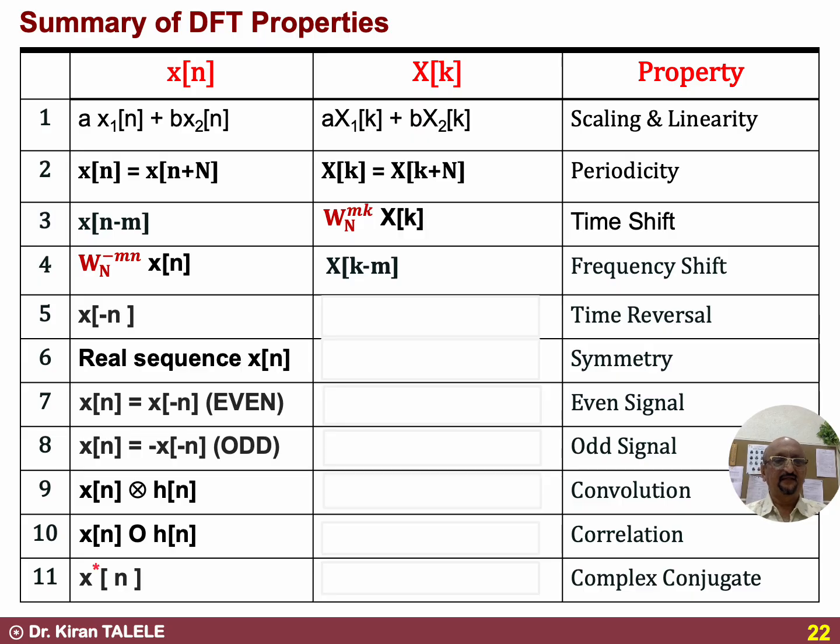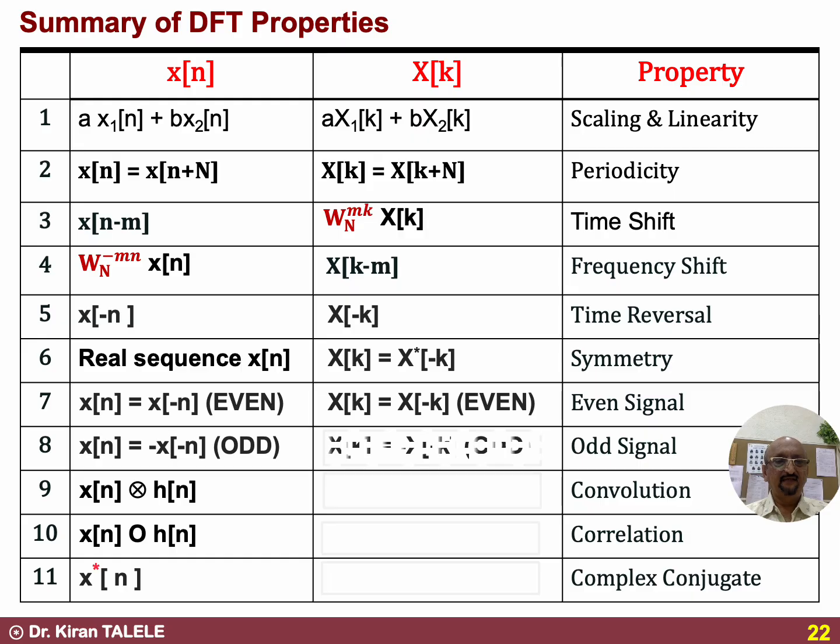Time reversal property. DFT of x of minus n is X of minus k. If x of n is a real valued sequence, then X of k equals X star of minus k. If x of n is even, then X of k is also even. If x of n is odd, then X of k is also odd. This is the even signal property and odd signal property.